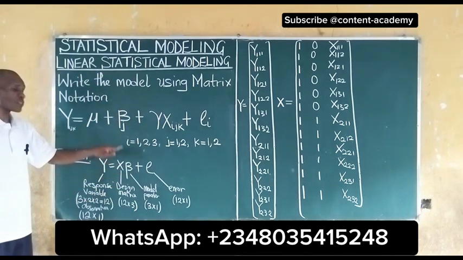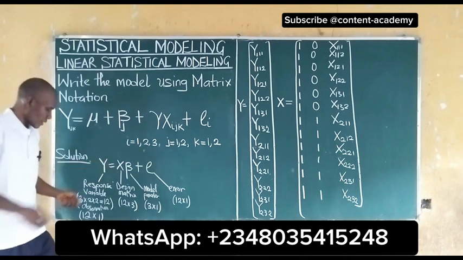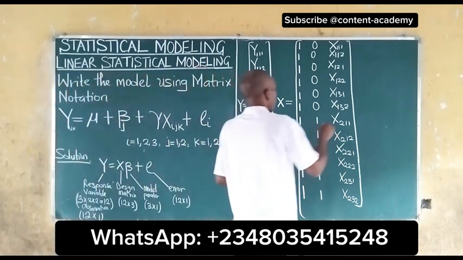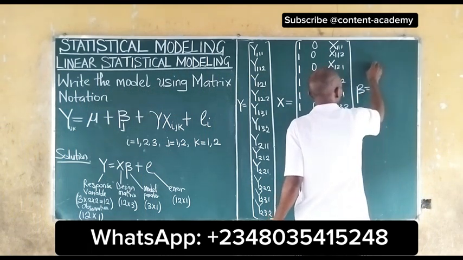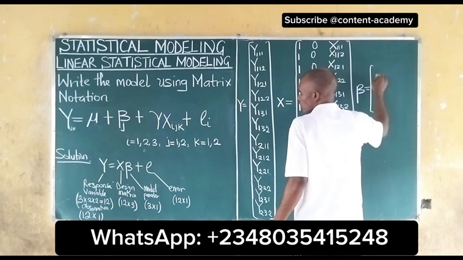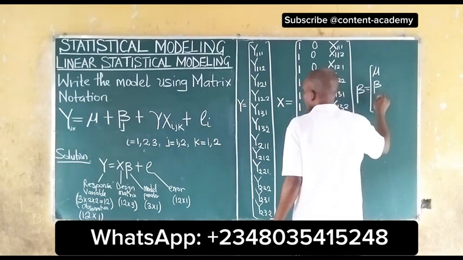The next thing we have here is our model parameter. Our model parameter, we just have three parameters, which are mu, beta, and gamma. So we have to write it here. Our b is equal to mu, beta, and gamma.